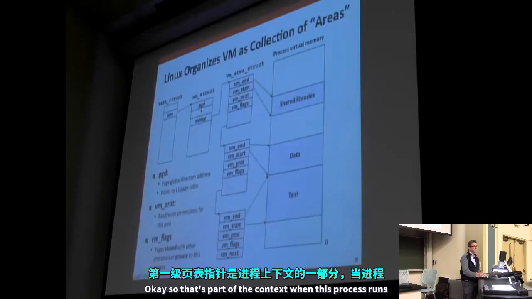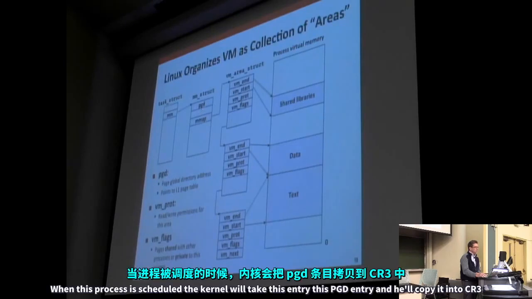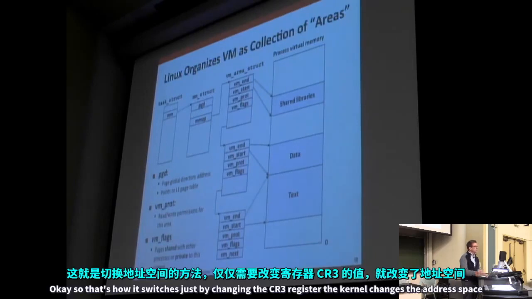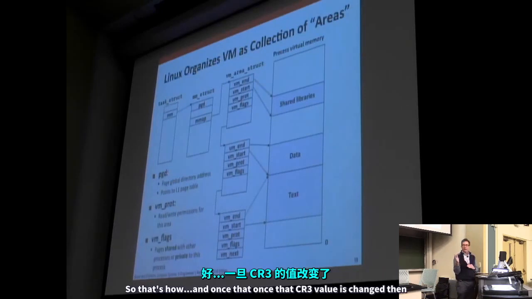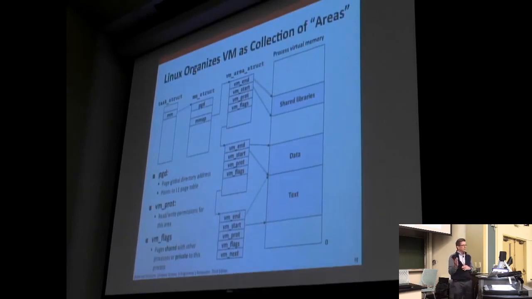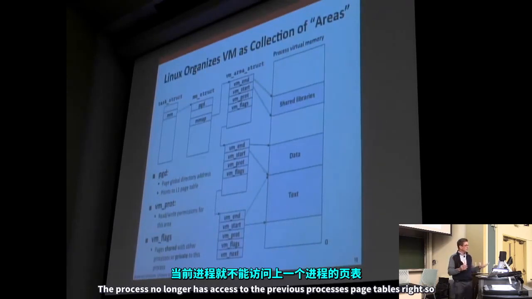When this process is scheduled, the kernel will take this PGD entry and copy it into CR3. That's how it switches. Just by changing the CR3 register, the kernel changes the address space. And once that CR3 value is changed, the process no longer has access to the previous process's page tables.